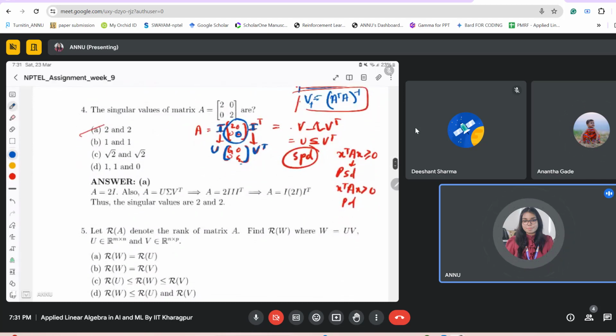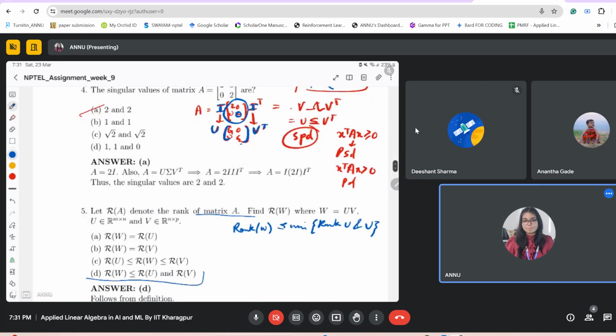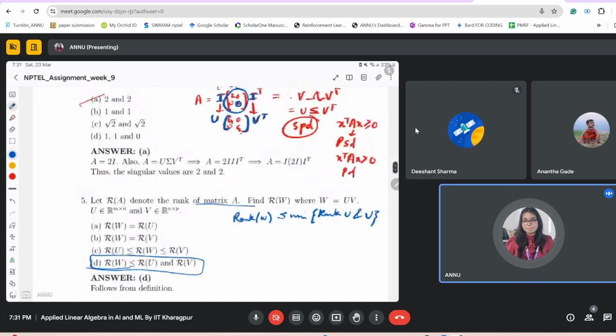So let us solve question number 5. If RA denotes the rank of a matrix A and RW denotes the rank of a matrix as UV, then the rank of UV, I think this is a well derived formula, is actually the minimum of rank of U and rank of V. This is the formula. So the minimum means the answer is D only.